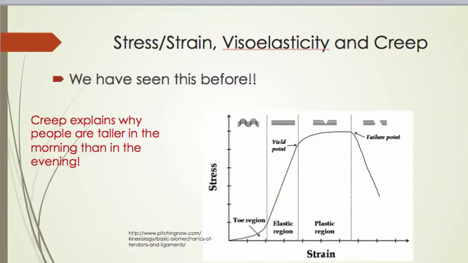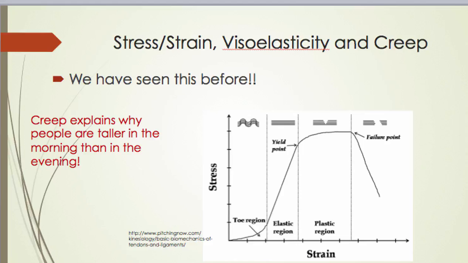Here's our friend, the stress-strain curve, talking about viscoelasticity and creep once again. Creep explains why people are taller in the morning than they are in the evening. Our discs get loaded during the day, and therefore water escapes from the intervertebral disc. That creep takes place at night when we lie in a horizontal position, and the disc slowly expands. We have a number of vertebrae, obviously, and that little bit of water that's replaced at night, which is creep, increases our height first thing in the morning.